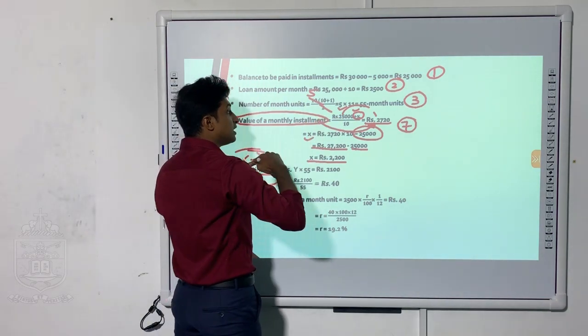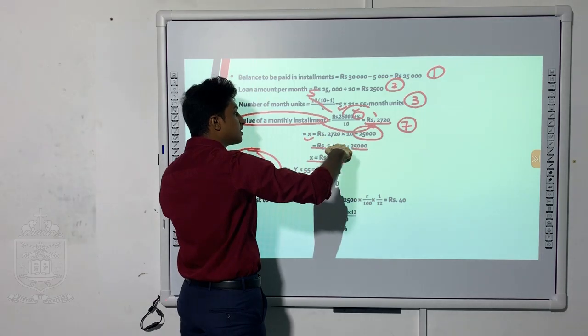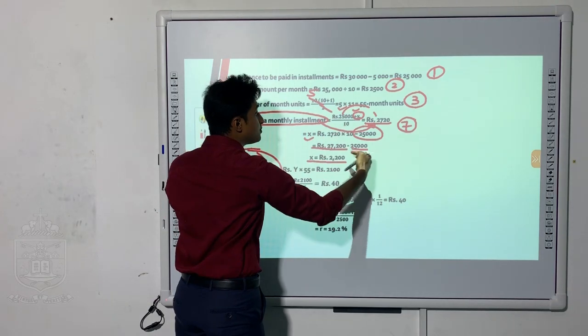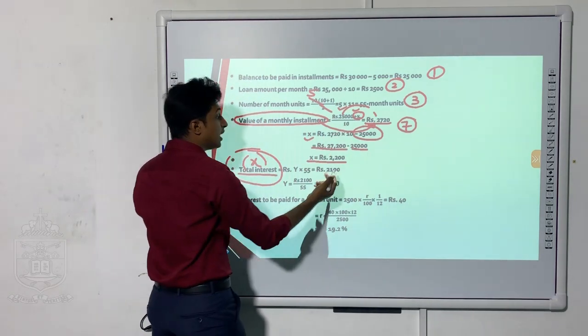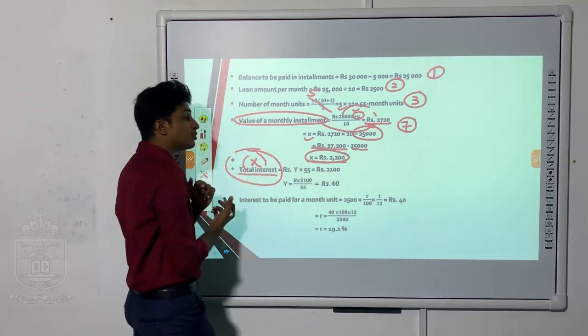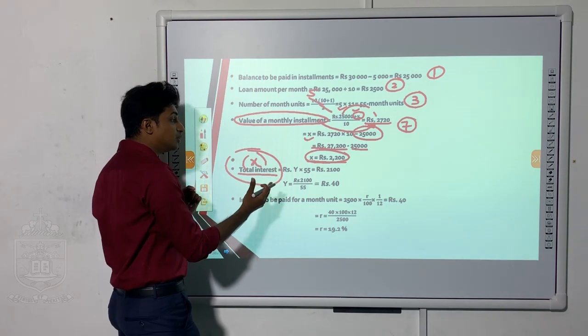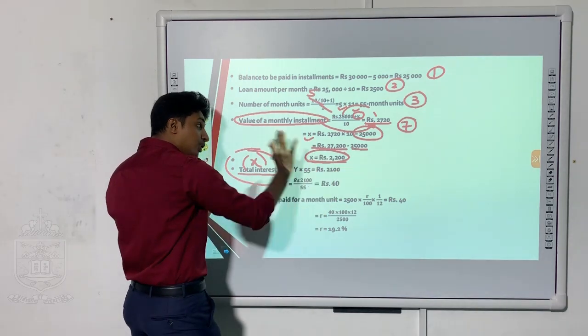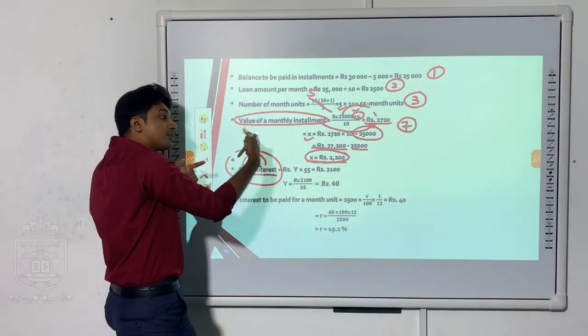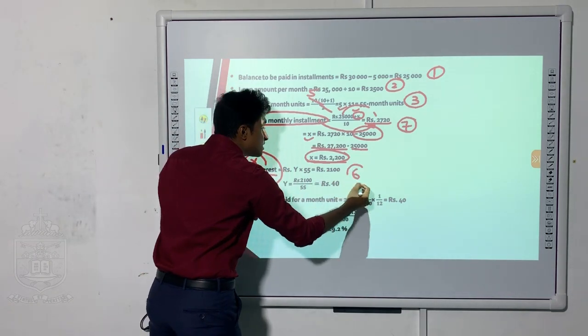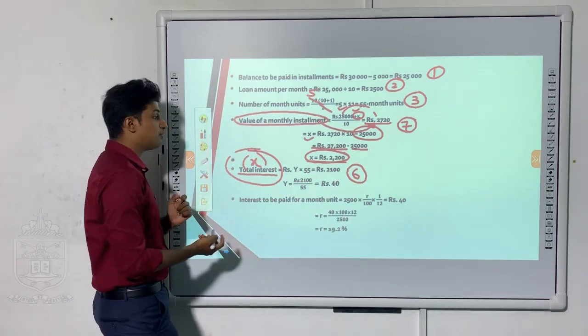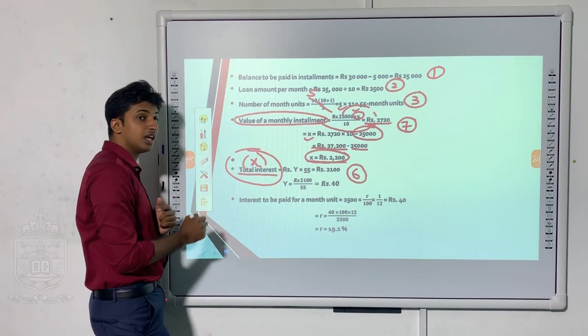So then 10 will go up, that is 27,200. From that I have to subtract 25,000. Then I will get the balance as rupees 2,200. Then the total interest will be equal to 2,200. Now I am going to substitute that value in the 6th step. The 6th step is about total interest.